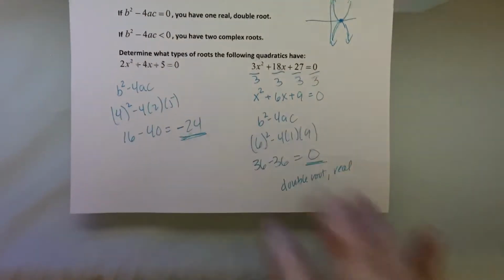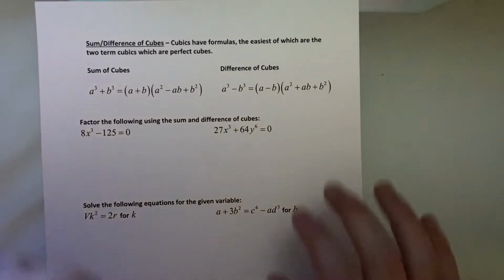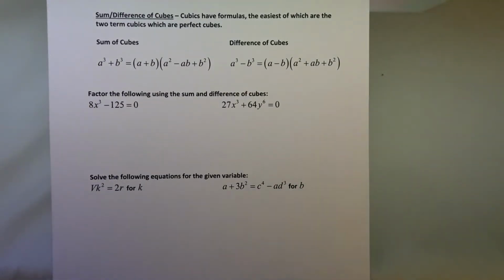Okay, so there are other factoring techniques besides just factoring, the quadratic formula, and completing the square. Sometimes instead of having a quadratic, you might have a cubic. You may need to use the sum or difference of cubes. This is really primarily a formula you're just going to have to get used to using. So the sum of cubes is, if you have two things that are perfect cubes, they can factor into a plus b, and a squared minus ab plus b squared, and a cubed minus b cubed is a minus b times a squared plus ab plus b squared.